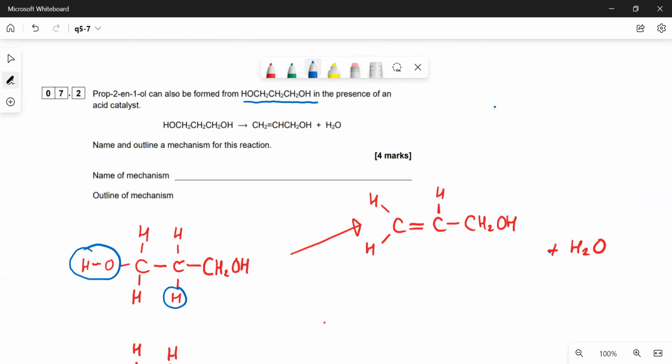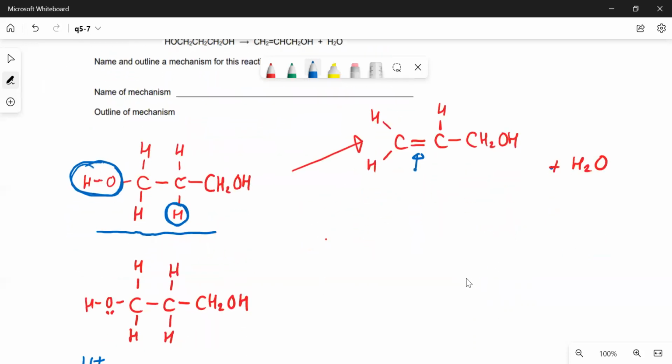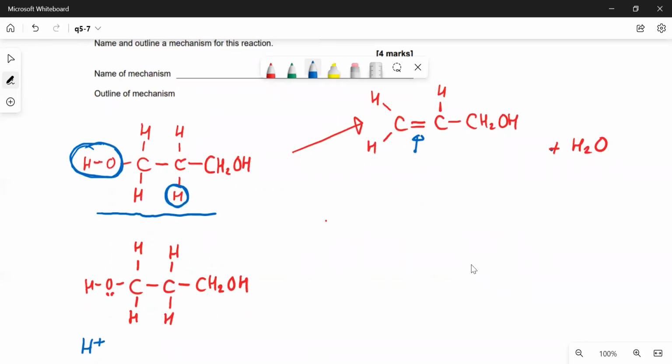Okay, so what I have done there is I've drawn the diol, and you can see here we are going to remove our hydrogen from that middle carbon and the OH from the neighboring carbon, and that is going to introduce a double bond between those two carbon atoms. Right, now the name of the mechanism is elimination, and we've got to show a mechanism for it.